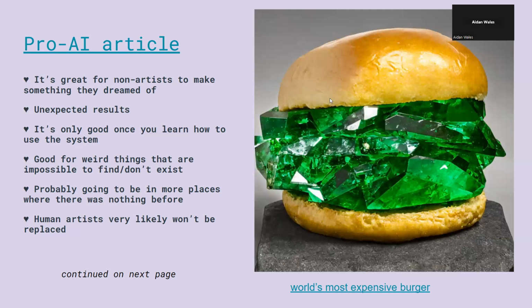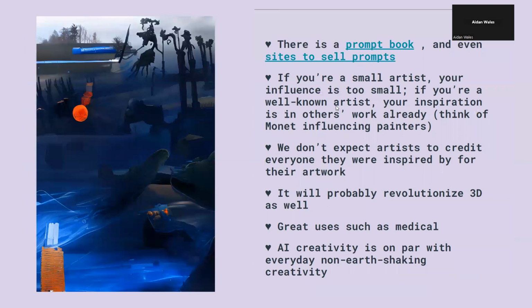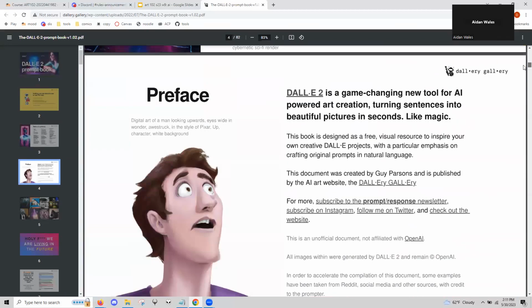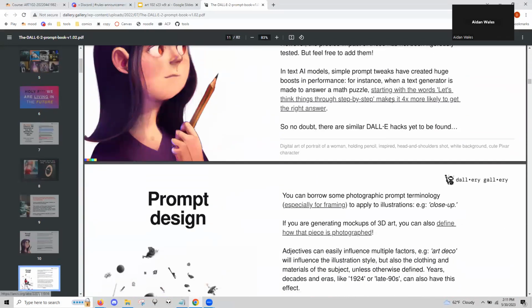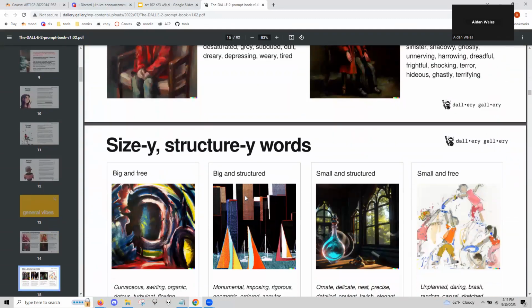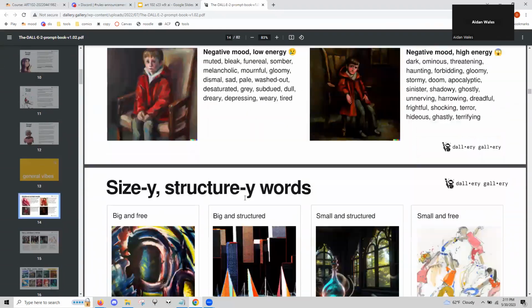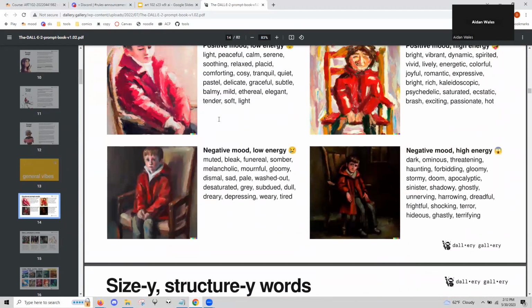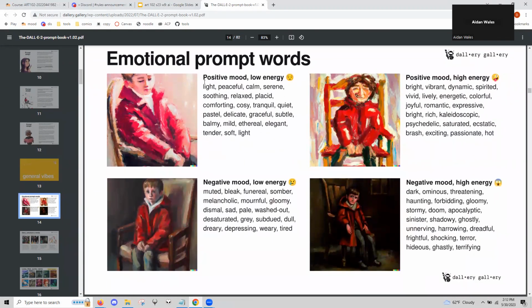And here's an image of the world's most expensive burger, created with DALL-E 2, I believe. There's a prompt book and even sites to sell prompts. So I'm going to go ahead and click this. If you're going to use DALL-E 2, here's an idea of how to get really good prompts and get out the imagery that you want. This, for example, shows a painting of a boy in a red coat on a chair or whatever.